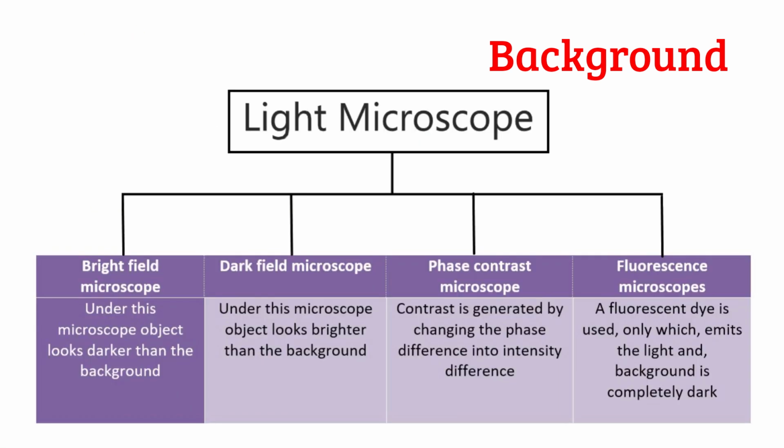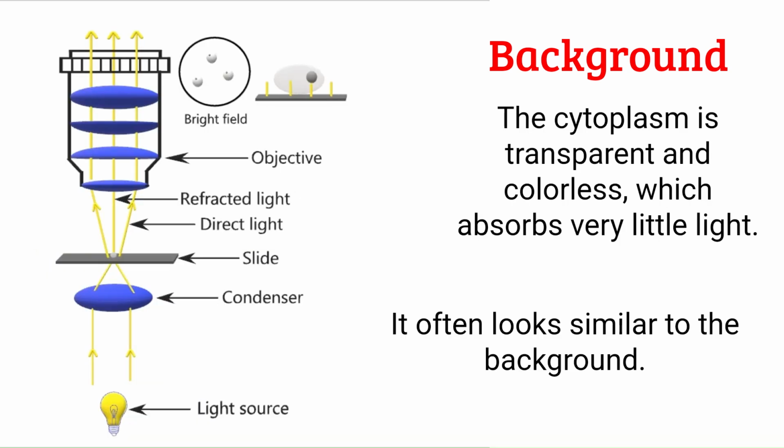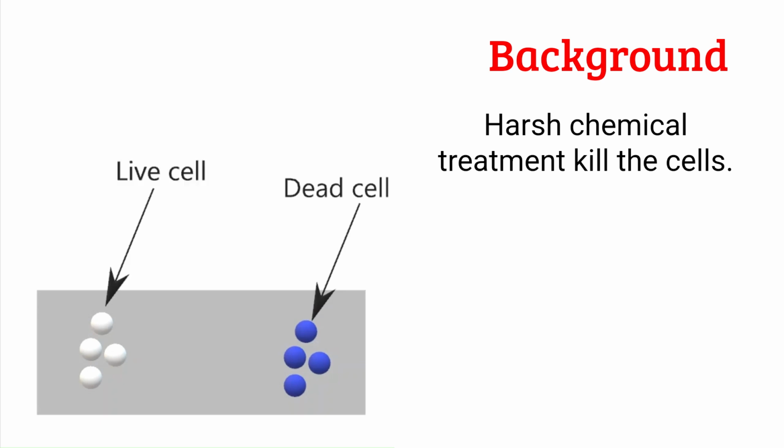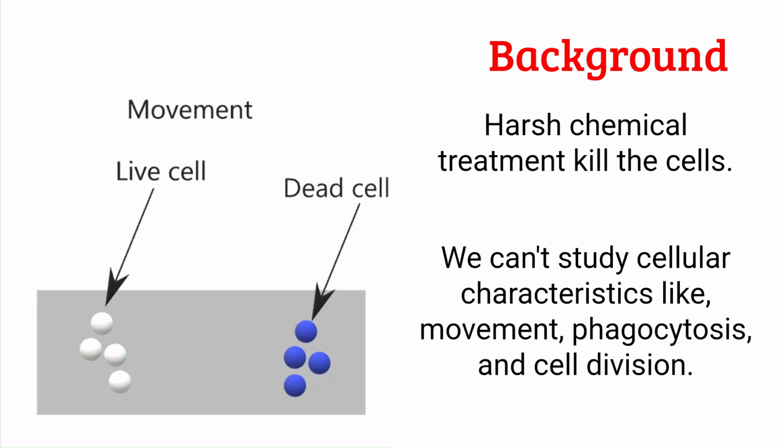But the Brightfield microscope has some limitations. A major limitation is that cytoplasm is nearly transparent and colorless, which absorbs very little light and often looks similar to the background, making it very difficult to observe detailed structures unless the cells are fixed and stained. These chemicals and heat treatments kill the cells, which makes it challenging to observe certain properties of living cells such as movement, phagocytosis, and cell division.